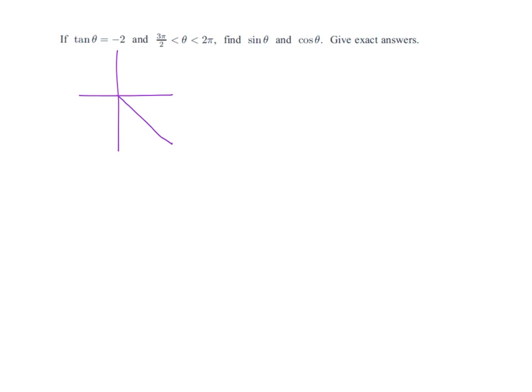Theta, again, is the one that forms the angle with the x-axis. So we know tangent of theta is equal to negative 2. Tangent is opposite over adjacent. So if we put this over 1, we can say tangent is opposite over adjacent. This has to be negative 2 over adjacent. This has to be 1.